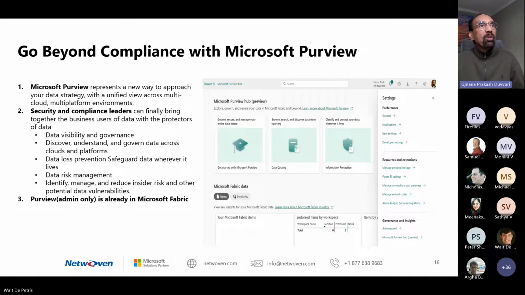Then, go beyond compliance with Microsoft Purview. Purview is an inbuilt data governance tool: your classifications, your data mapping, your DLP, data loss prevention, everything is inbuilt. But right now, it's only for the admins; we are working on that. Down the line, in 1 or 2 months, it will open to data stewards, developers, viewers, governance teams, and everybody in the data teams can look into the data. It's a great effort, bringing Purview into Fabric, so we can take advantage of the total governance of the product. Next slide, please.